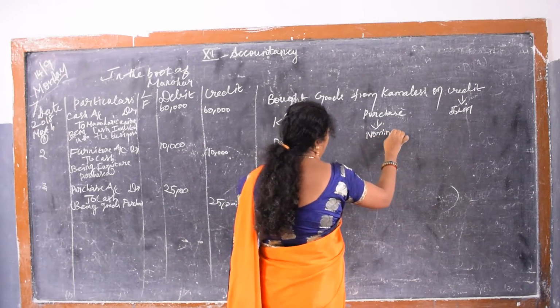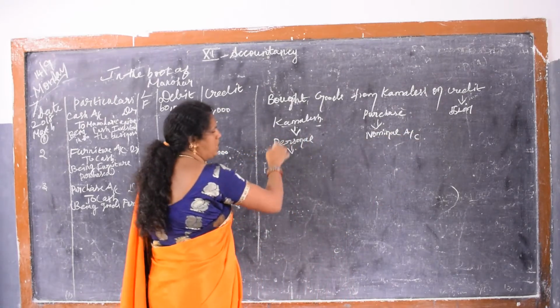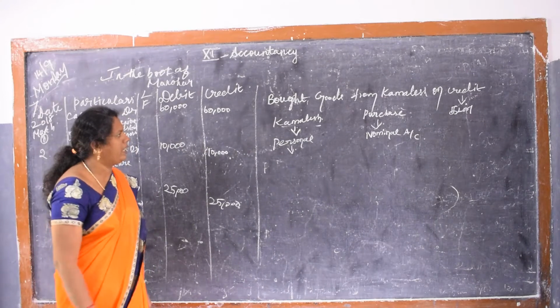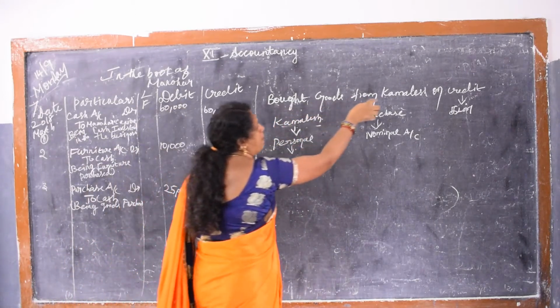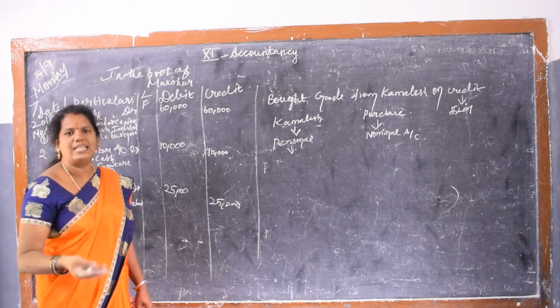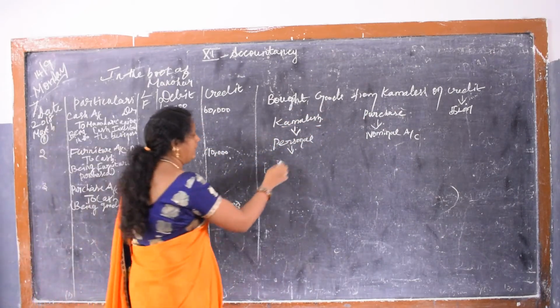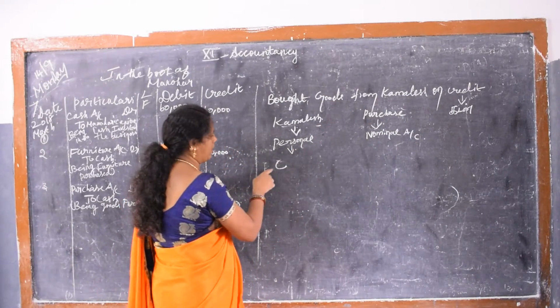Nominal account. Okay, personal account. We are buying a product from Kamlesh. So here, whether he is a receiver or a giver, he is giving some product to us. So here, Kamlesh should be credited, because debit the receiver, credit the giver.